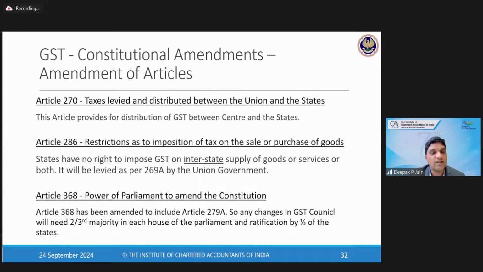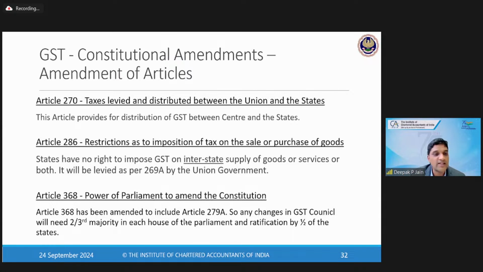Article 270 covers the taxes levied and distributed between the union and the states. The article provides for distribution of GST between the center and the states. Any share which doesn't go to the respective state remains in the Consolidated Fund of India and gets distributed because of Article 270. Then Article 286 says there is a restriction as to imposition of tax on the sale or purchase of goods. States have no right to impose GST on interstate supplies, as it will be levied as per 269A. So on interstate supply of goods, the state government will not have any say. That's a restriction under 286.